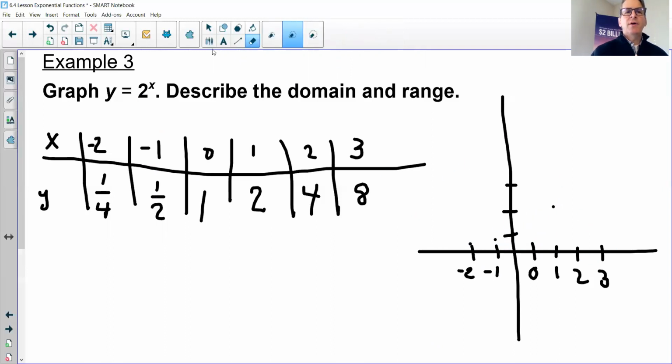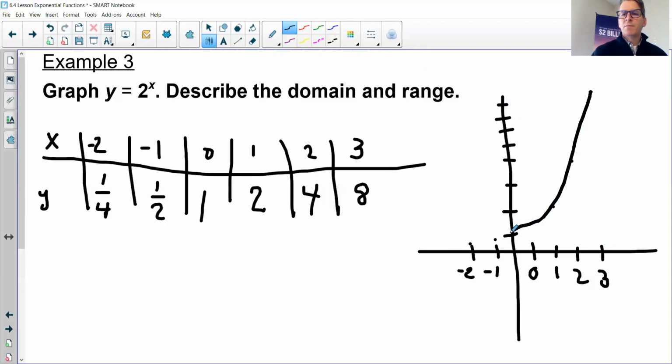At 2, I'm at 4. At 3, I'm way up at 8. So here's the function. It comes down. It looks like that. Exponential function. 2 raised to the x.